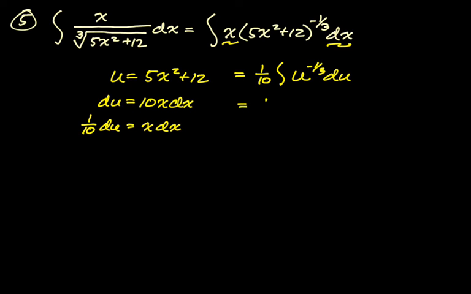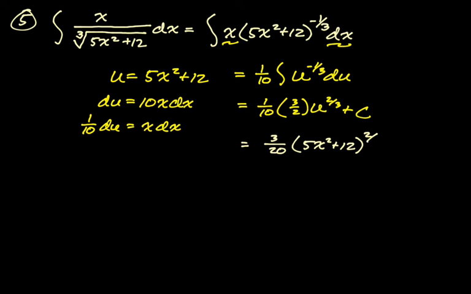All right, so 1/10 is still here. You add 1 to the exponent, and you get 2/3. The reciprocal is 3/2. U to the 2/3, and then plus c. And then finally, we go back to x's, so we'll get 3 over 20. And then u is 5x squared plus 12 to the 2/3 plus c.